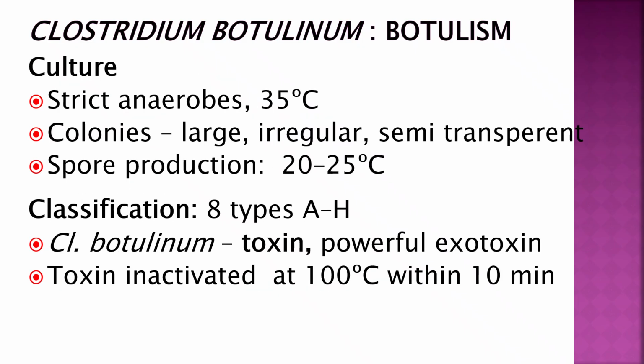Culture characteristics of Clostridium botulinum. So it is strict anaerobes, grow at 35 degrees Celsius. Colonies are large, irregular and semi-transparent, and spore production takes place at 20 to 25 degrees Celsius. The classification of Clostridium botulinum into 8 types, that is A to H, and the toxin is powerful exotoxin, and that toxin is inactivated at 100 degrees Celsius within 10 minutes.